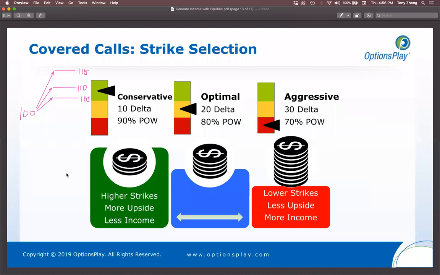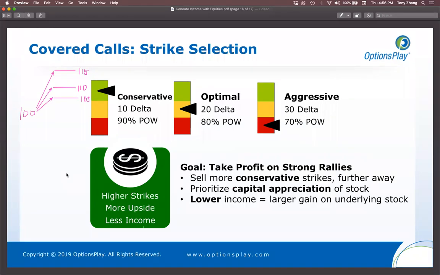Now, the difference between a cash secured put and a covered call is that in a cash secured put, you want to own the stock. In a covered call, what do you want? You don't necessarily want your stock to be called away. What you really want is to give your stock room to appreciate so that you can take a significant profit on those rallies. So whenever you're selling covered calls, you actually want to choose conservative strike prices that are further away. And the reason for that is because you want to prioritize the capital appreciation of your stock.